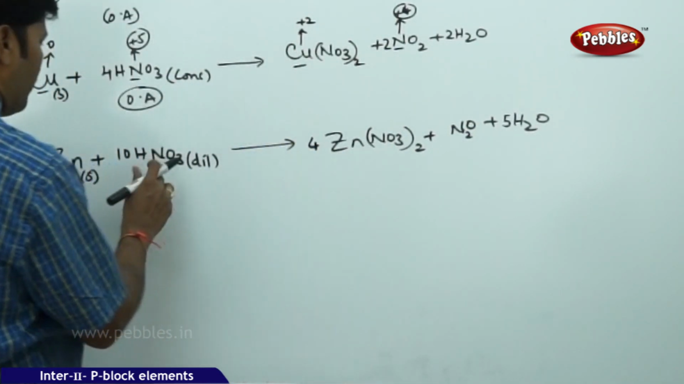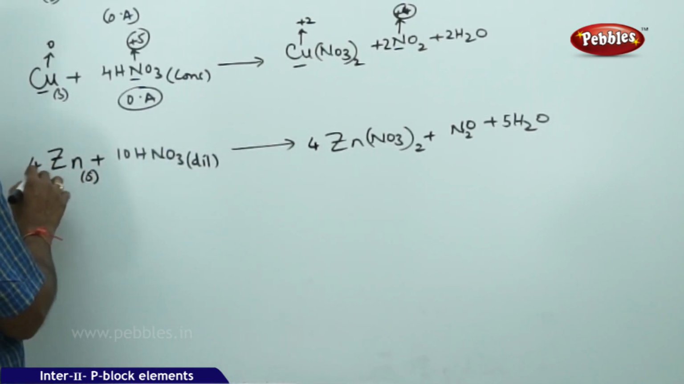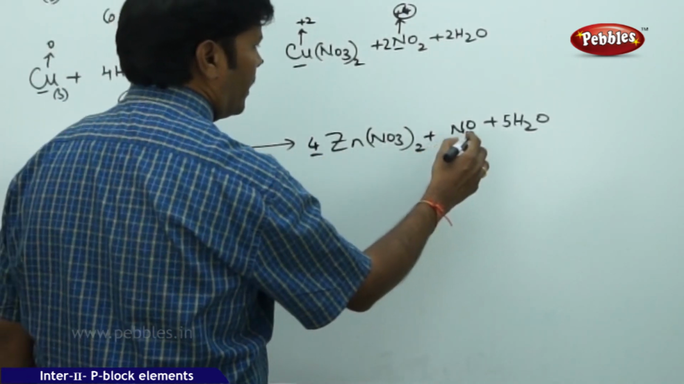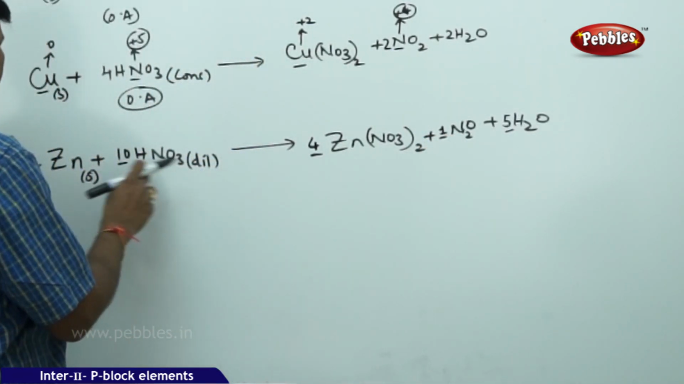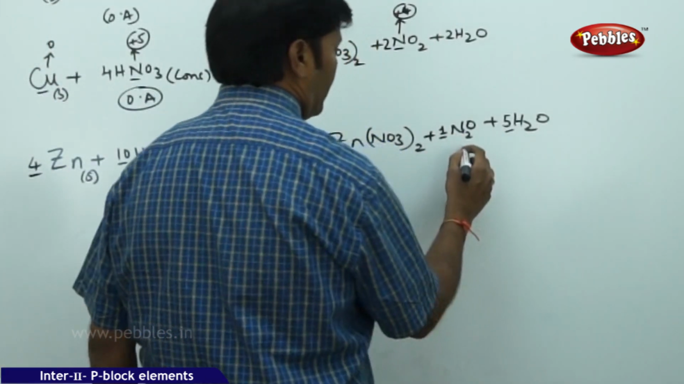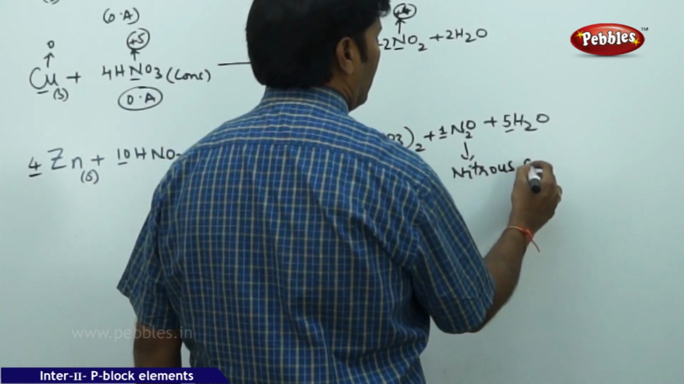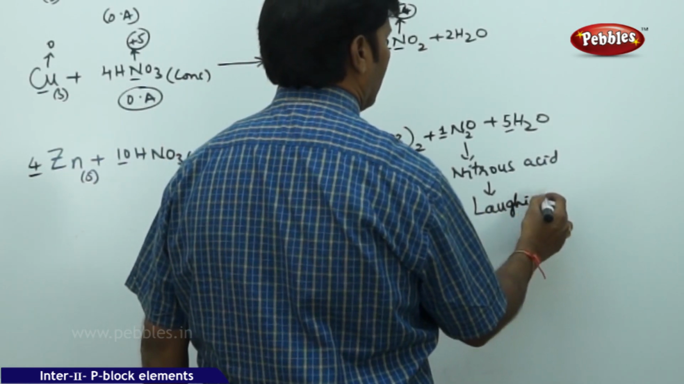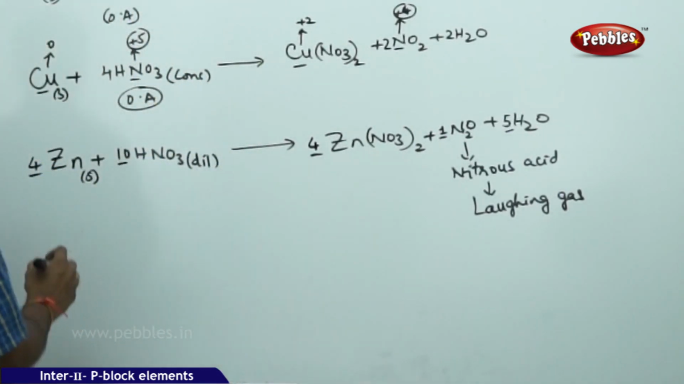So that means in the dilute state, dilute nitric acid, when it is reacting with zinc, of course the number of zincs have to be balanced. So the molar coefficient of zinc is 4, here it is 10, here it is again 4, here it is 5, and here it is 1. So dilute nitric acid, when it is reacting with zinc metal, forms zinc nitrate and nitrous oxide, which is also called laughing gas, and the reaction is automatically balanced.